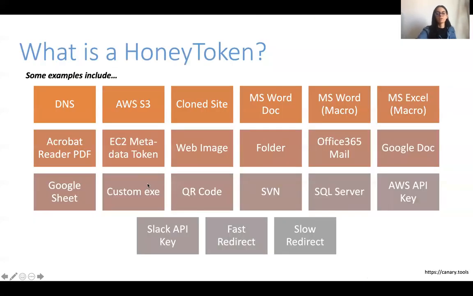So what is a HoneyToken really? This is a non-exhaustive list, but this is just some of the many I have discovered. I'm not going to read them all to you, but some of them could be macro Excel or Word files, documents, Google Docs, AWS API keys, QR code. That's a new one that I discovered. It's becoming more and more popular with bigger production companies, which I think is just really incredible. Cloned sites, DNS, you can see all the rest. There's definitely a lot of possibilities, and there's way more than this. These are just some of the ones I found are pretty popular.